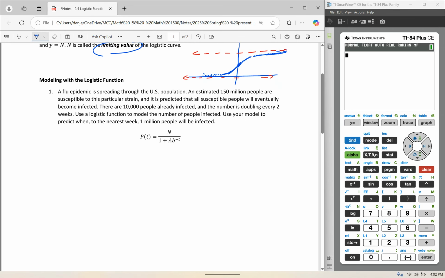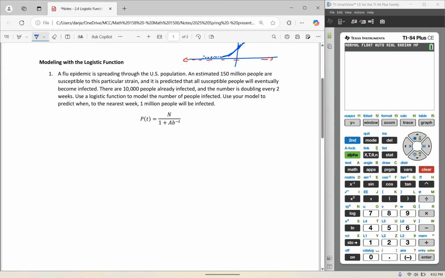Let's look at a model or an example here. A flu epidemic is spreading through the United States population. An estimated 150 million people are susceptible to this particular strain. It's predicted that all of the susceptible people will eventually become infected. Now we know right now, at time t equals 0, that 10,000 people are currently affected. We also know that the number is doubling every 2 weeks.